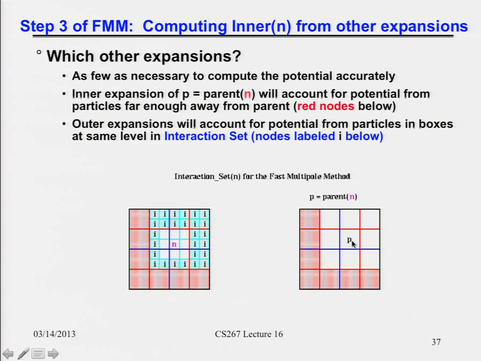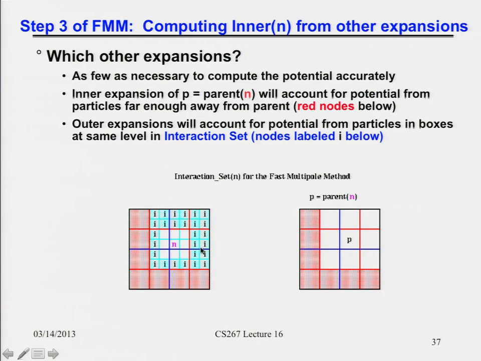Because it's recursive, I have an outer expansion for each one of these boxes, for all of these seven red boxes, and those are all valid inside the parent. Okay, so now, what about my children? This parent has four children. There's one of them. I want to get a formula that's valid inside this one due to everybody who's far enough away. So these boxes are colored white because they're nearest neighbors.